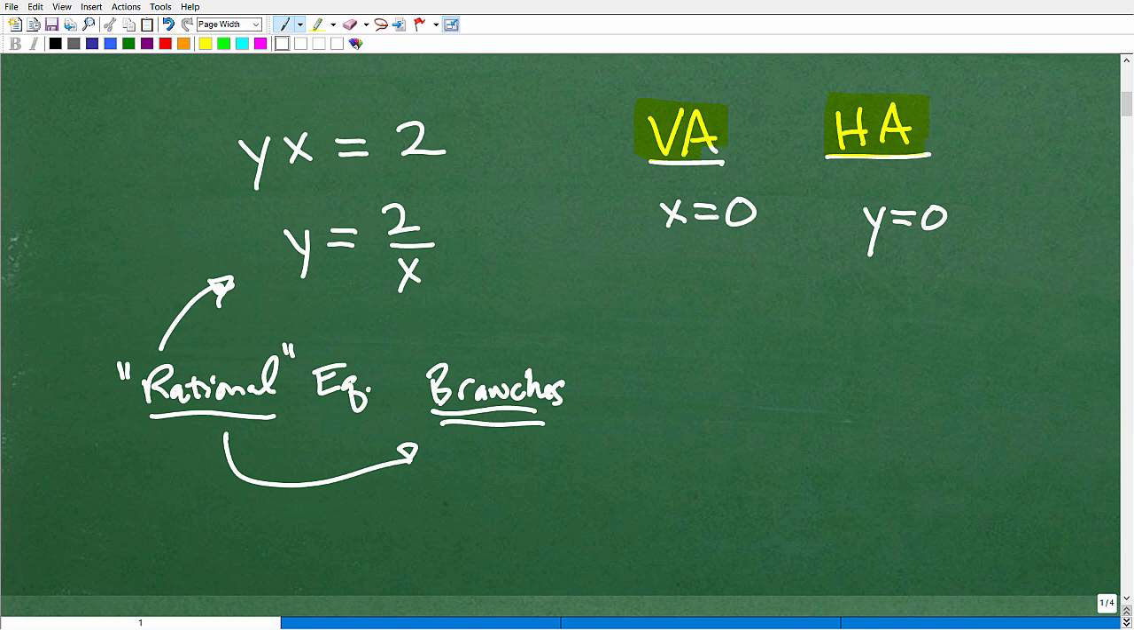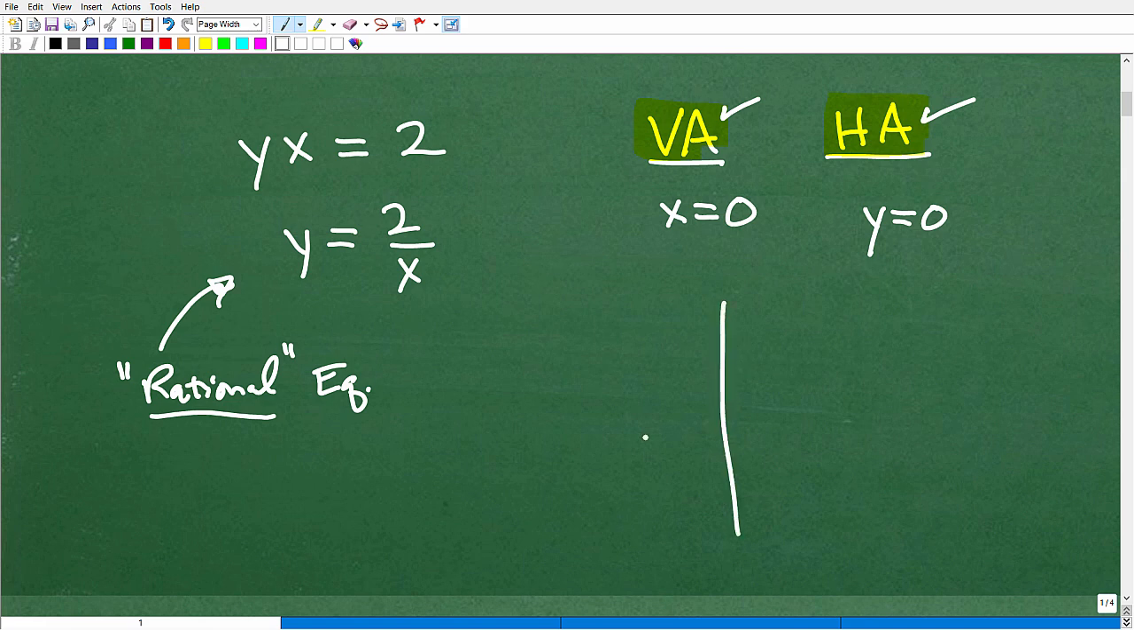So when we're dealing with rational equations, we already know that the basic shape is going to have some branches, but what we have to do is determine what we call the vertical asymptote and horizontal asymptote, okay? And let me just show you real quick if you're not familiar with that name.